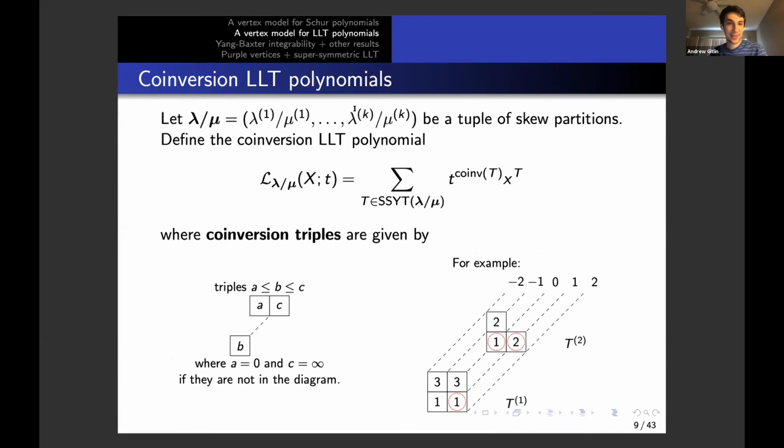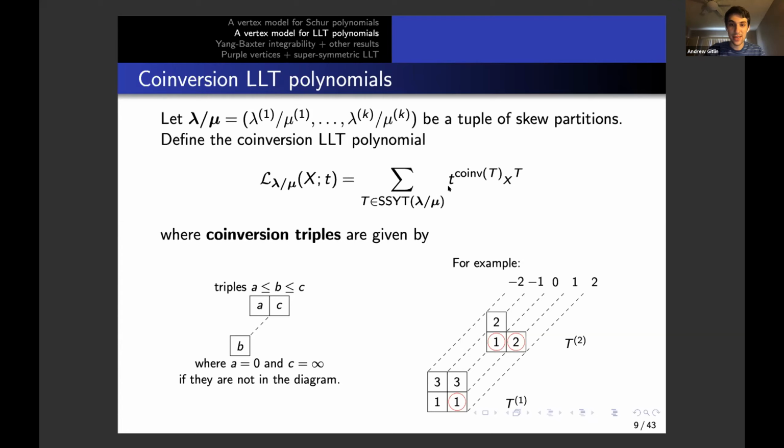Okay, so this is the co-inversion definition of LLT polynomials, and this is the definition I'll be using throughout the rest of the talk. So the idea is you sum over all semi-standard Young tableau for each of the skew partitions individually. The x power is just x to the power of that tableau.